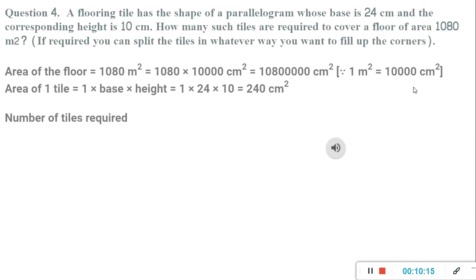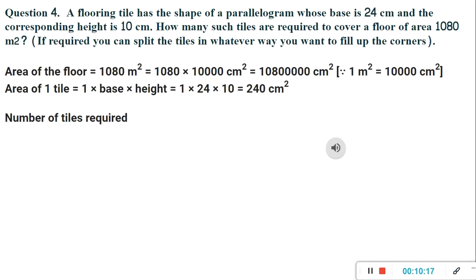Now question number 4. A flooring tile has the shape of a parallelogram whose base is 24 centimeter and the corresponding height is 10 centimeter. How many such tiles are required to cover a floor of area 1080 meter square? If required, you can split the tiles in whatever way you want to fill up the corners. So here only one thing we have to see: the tiles are in centimeter and the area is given in meter square. So first we have to convert the area of the floor from meter square to centimeter square.